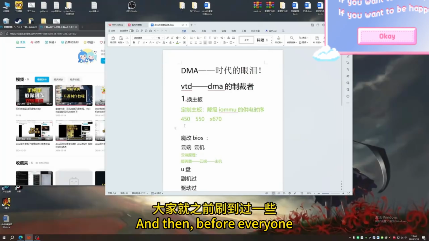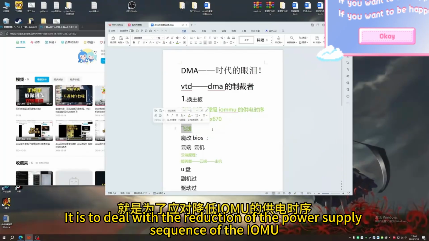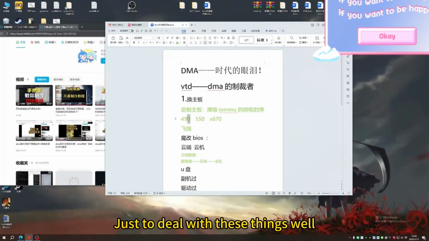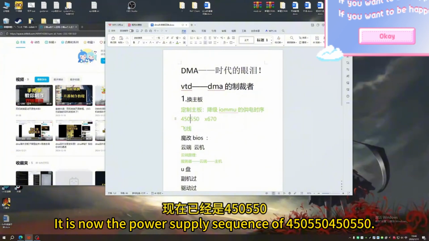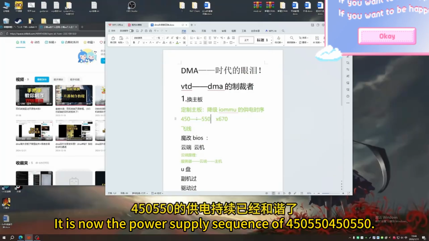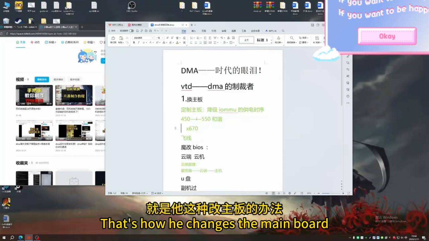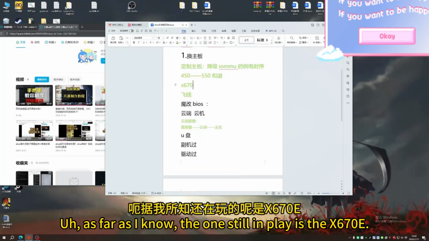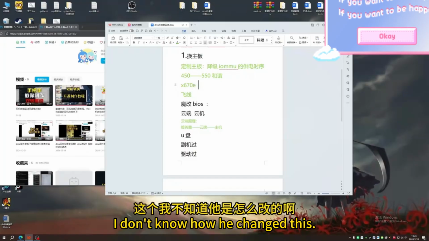And then, how to deal with some flying lines. How to deal with the flying line, the reduction of the power supply sequence of the IOMMU, and the bugs it causes, is just to deal with these things well. As far as I know, the power supply sequence of the 450 and 550 is already harmonious. That's how he changes the main board. Already harmonious. And now what? As far as I know, the one still in play is the X670 main board. I don't know how he changed this.